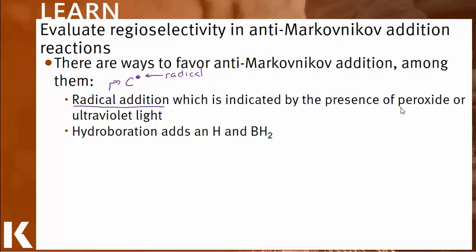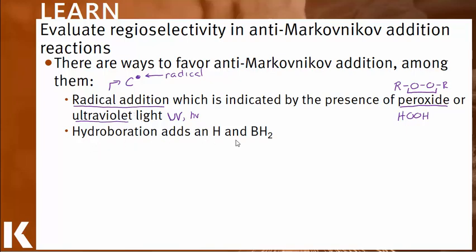One is the presence of peroxide, and that's ROOR, where the R groups can be hydrogens like we see in hydrogen peroxide, or they could be other alkyl groups. The important thing that is distinctive about a peroxide is the presence of this oxygen-oxygen bond. We can also use ultraviolet light, so you can see either UV for ultraviolet, or you sometimes also see hv. Both of those are indicators that you have UV light and hence a radical addition pathway.